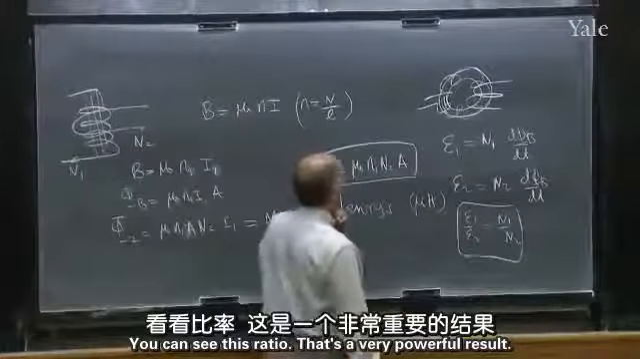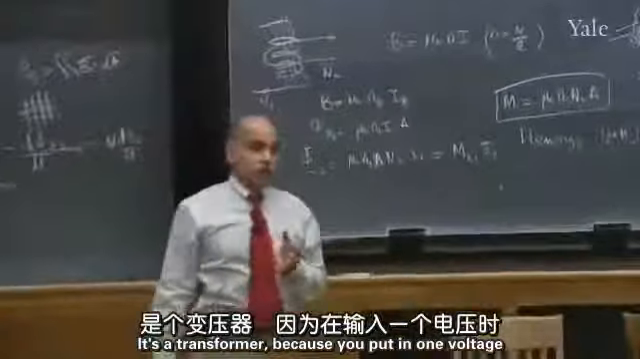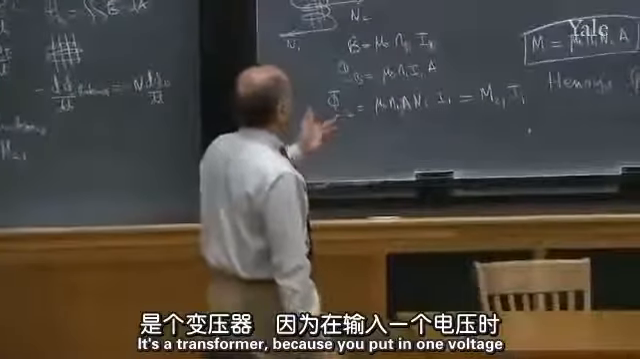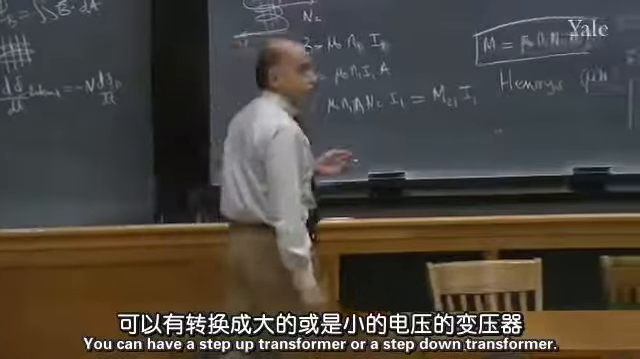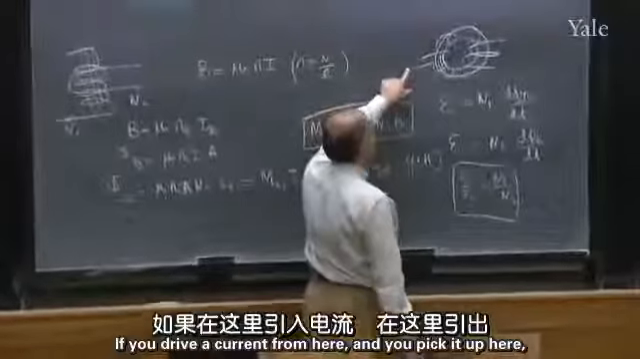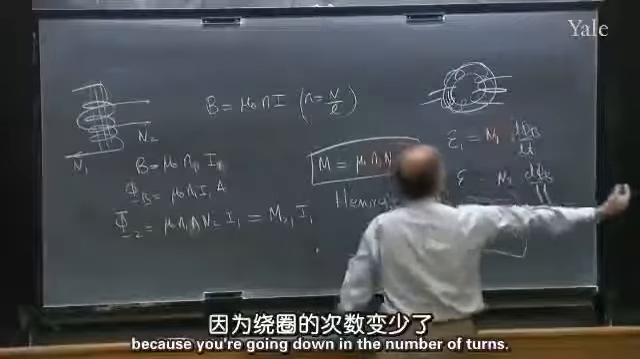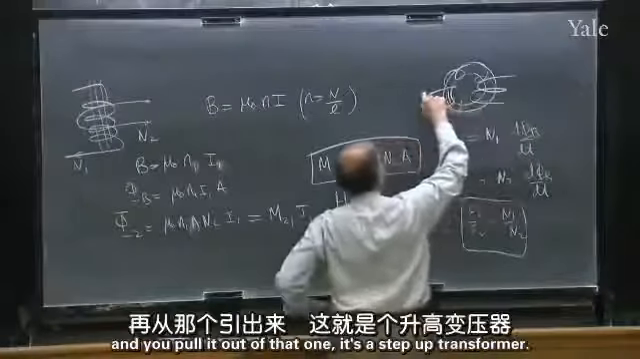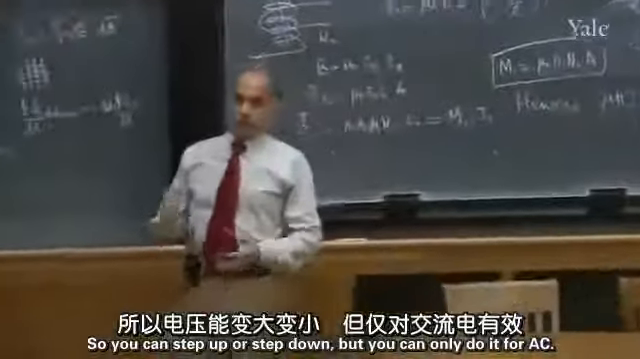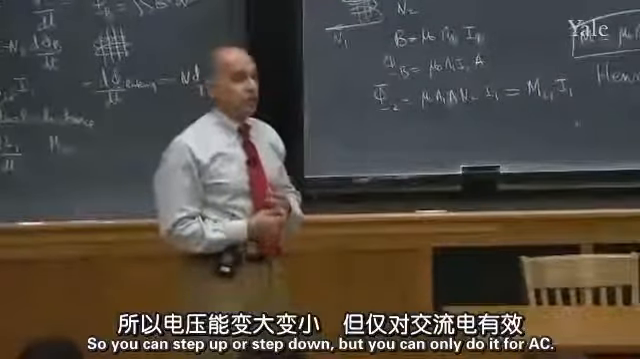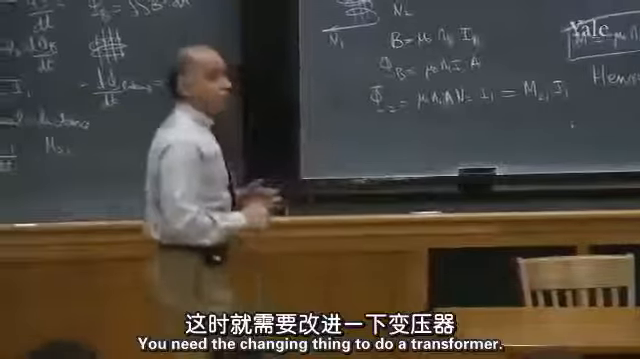That's a very powerful result. You know what this gadget is called? It's a transformer, because you put in one voltage and you get another voltage. You can have a step-up transformer or a step-down transformer. If you drive the current from here and you pick it up here, that's a step-down transformer because you're going down in the number of turns. If you connect your power supply to this one and you pull it out of that one, it's a step-up transformer. So you can step up or step down, but you can only do it for AC. You cannot do it for DC, at least not in any simple way. You need the changing thing to do a transformer.